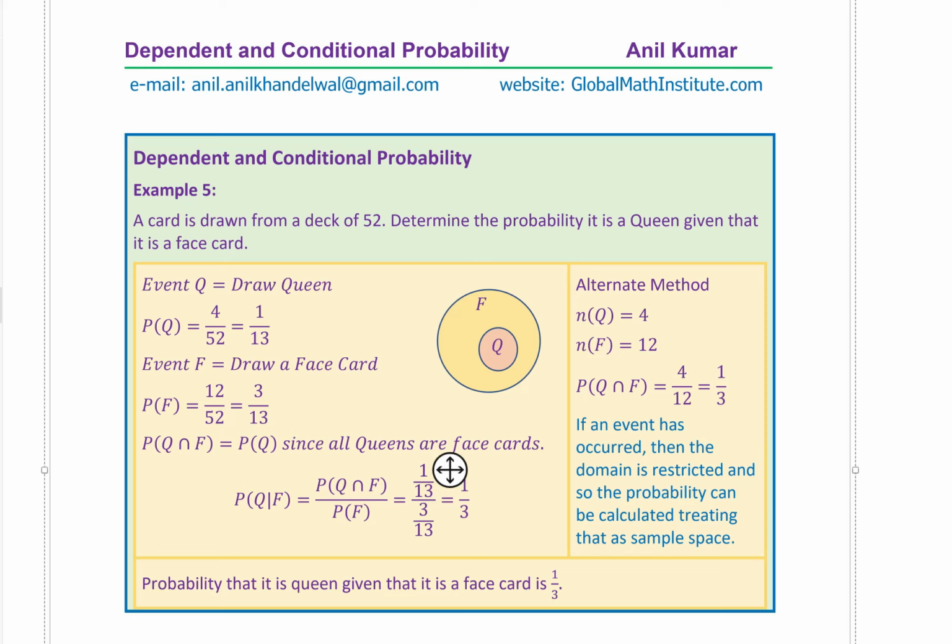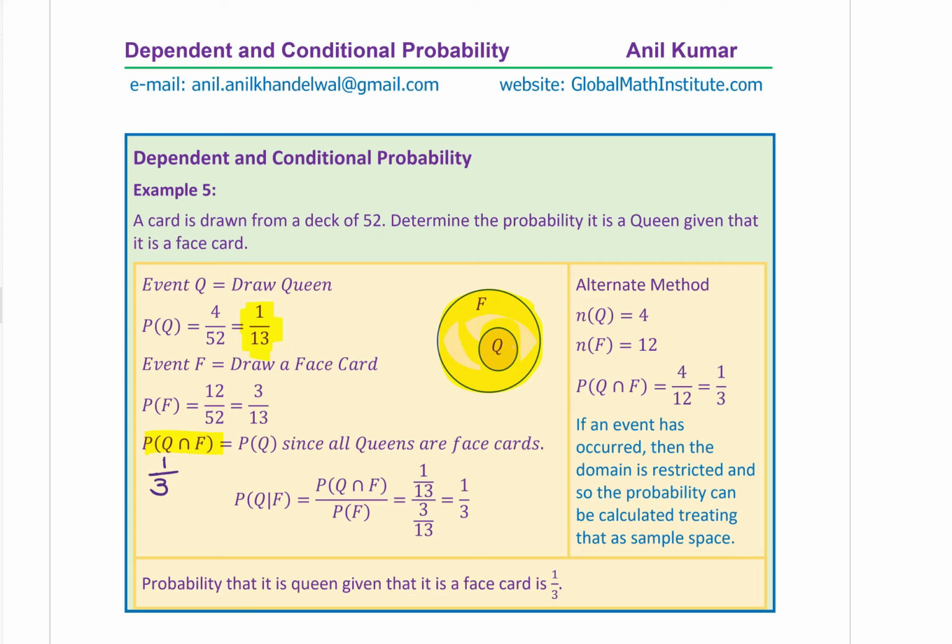Now, in this case, it is important to understand how we get the probability of the intersection of queen and face card. Well, you can see all the queens are face cards and therefore their intersection is the same as the probability of getting a queen itself. And this intersection is therefore 1 over 13. So the probability of getting a queen and a face card is also 1 over 13.